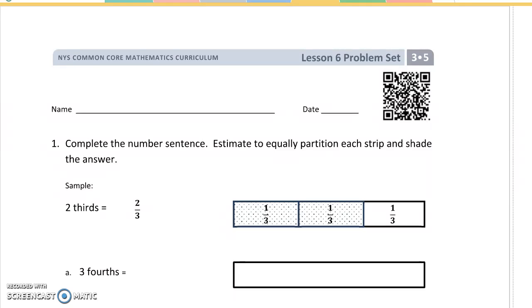Hello everyone, this is lesson 6, and in this lesson we're building bigger fractions, but staying within one whole. So you'll see kind of what I mean as we go through there. So let's look at number 1. It says to complete the number sentence. Estimate to equally partition each strip and shade the answer.